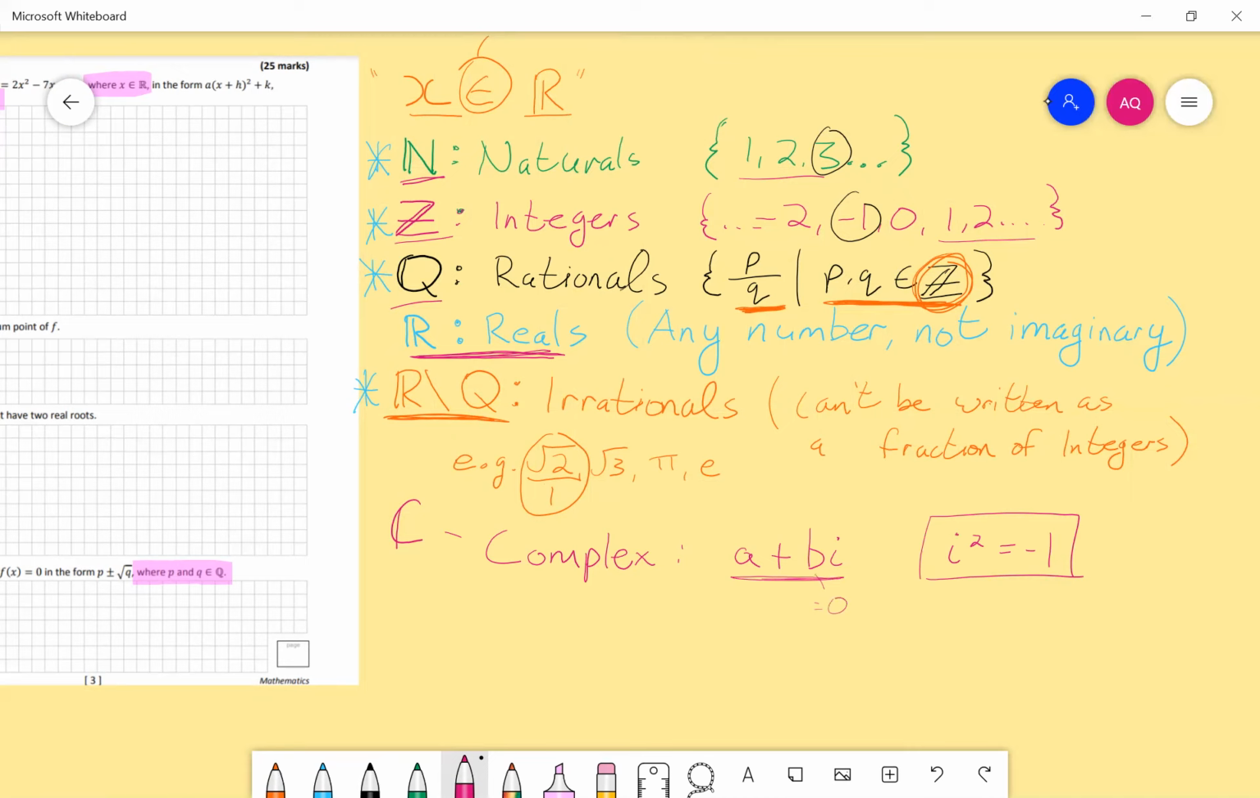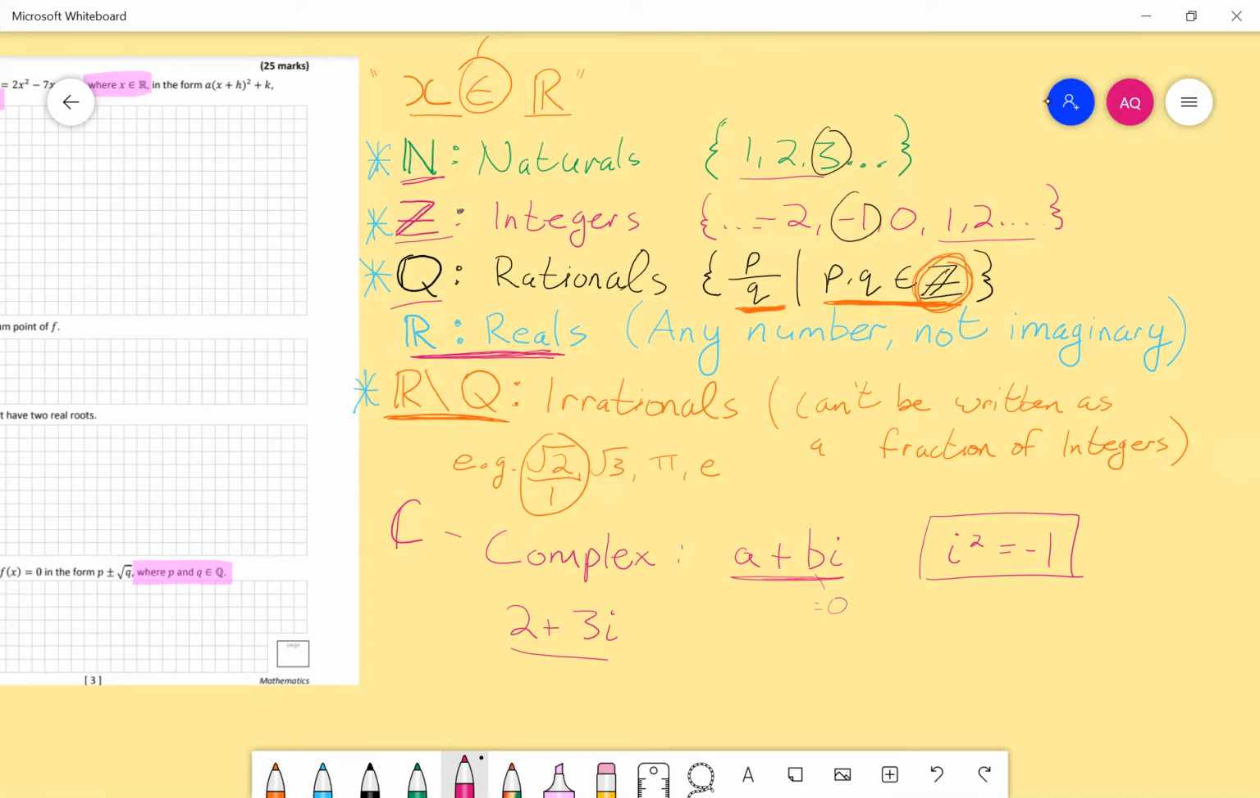All real numbers are technically complex numbers, but then there will of course be a lot of complex numbers. Basically, actually the majority of complex numbers that you look at will not be real because they will contain an imaginary part. So for example, 2 plus 3i, that is not a real number. That is a complex number because it has an imaginary part.